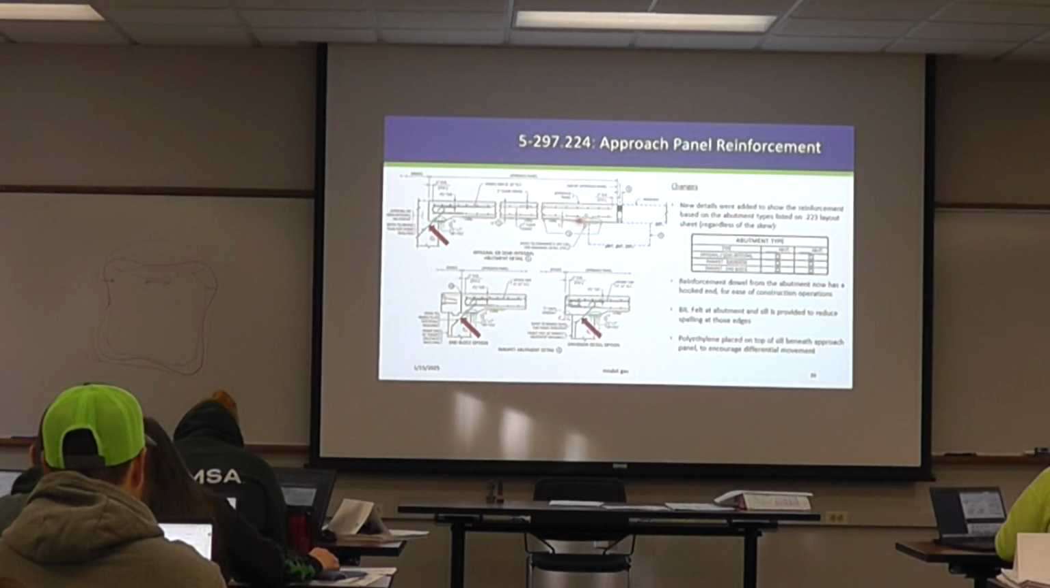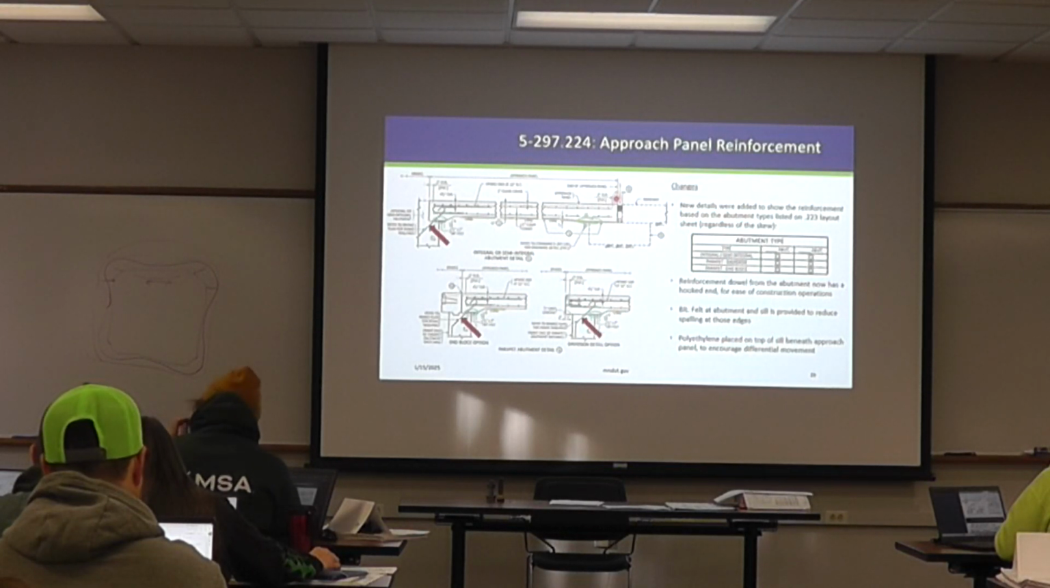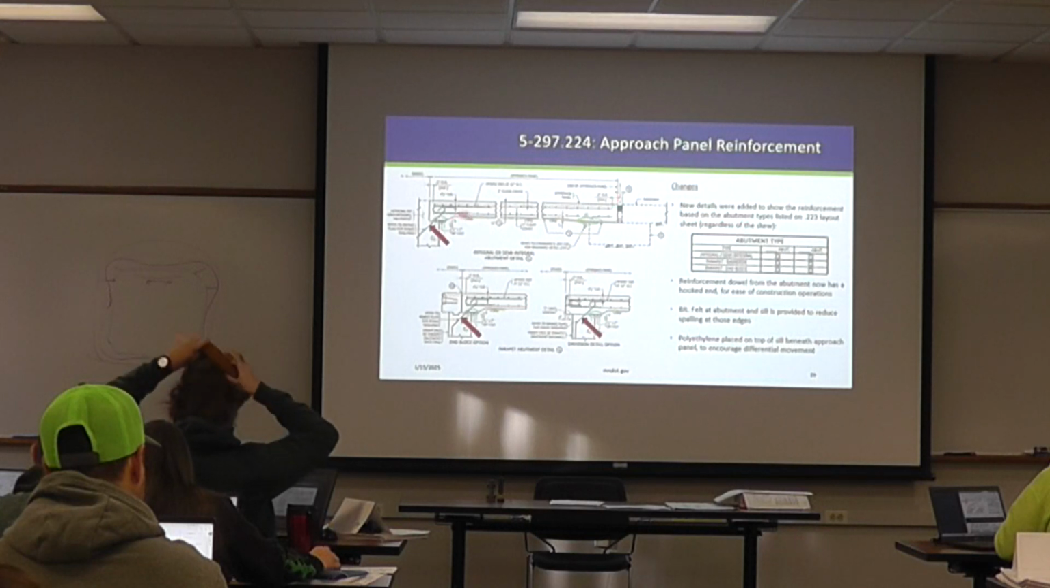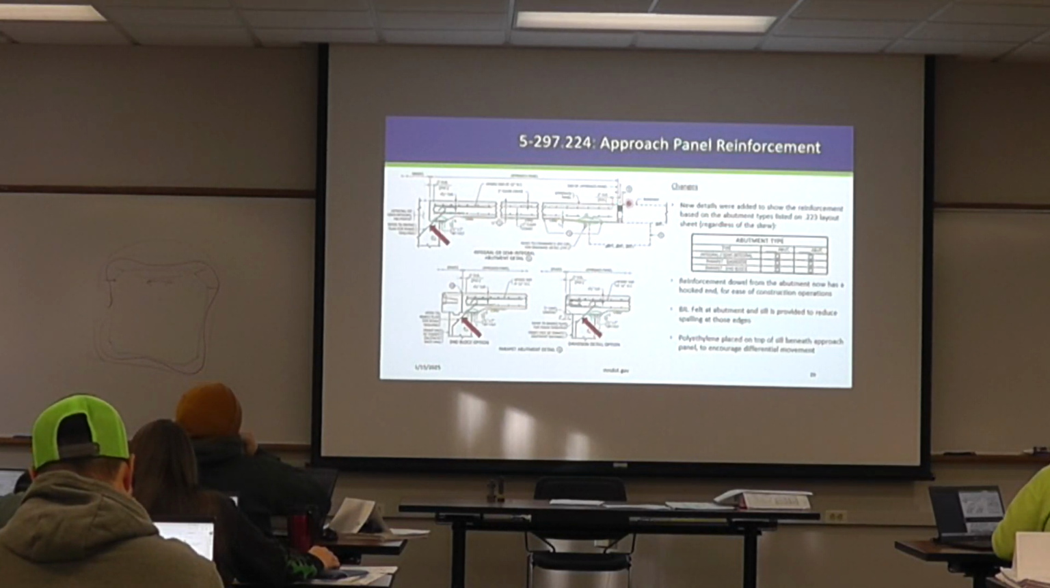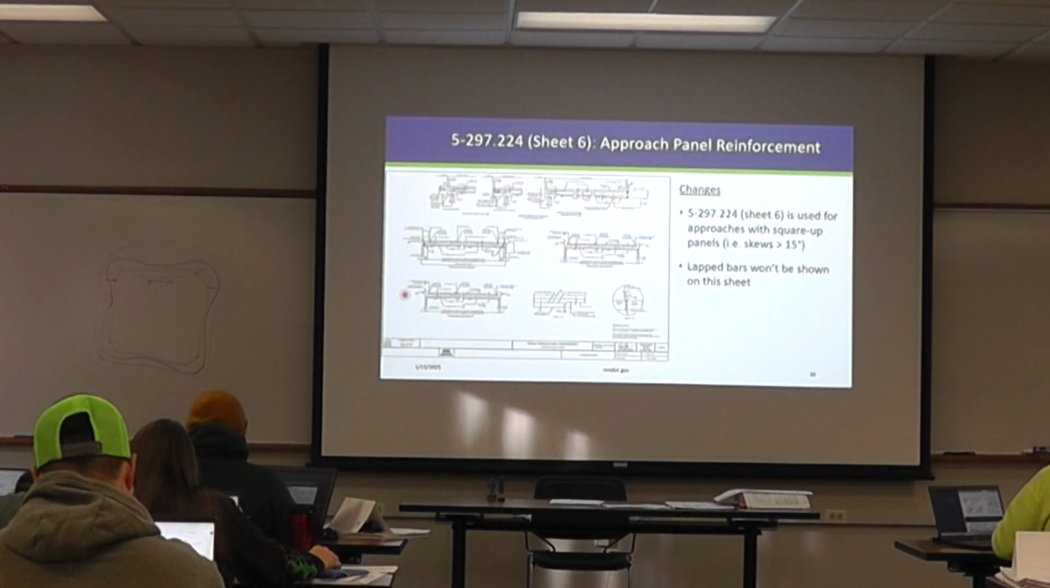And then all of that movement goes up to this joint instead of getting locked up in the approach panel and having adverse effects on our bridge. So that's the reason why we have this polyethylene, is to encourage that movement so that the joint is taking demand and it's not inducing forces we didn't anticipate.